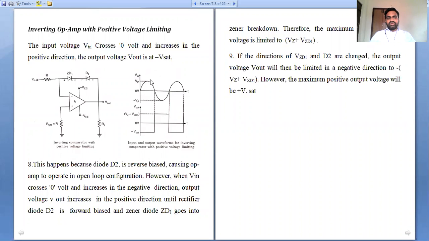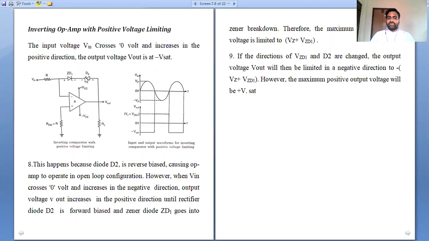See, it is increasing towards the positive direction, and from the principle of the voltage limiter, the output is independent of input voltage, okay. Here the input is at positive peak magnitude, and the output is minus V saturation, negative V saturation is built here, okay. This condition happens when the Zener diode 1 is forward biased and diode D2 is reverse biased.